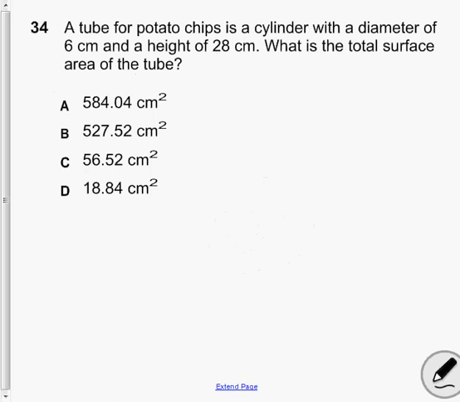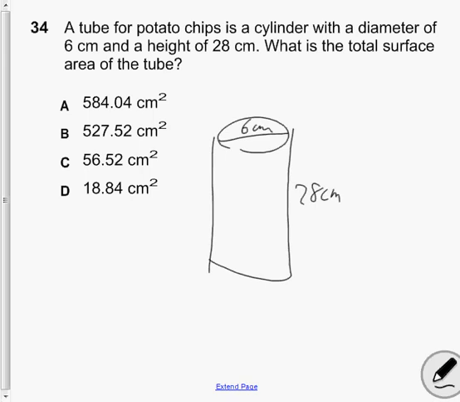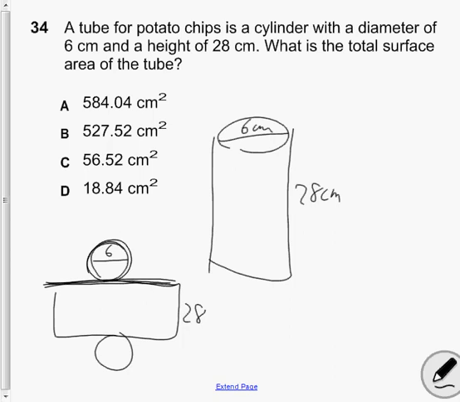Question 34. A tube for potato chips is a cylinder with a diameter of 6 centimeters and a height of 28. So I'm going to just draw that. So it has a diameter of 6 centimeters and a height of 28 centimeters. What is the total surface area of the cylinder? So if I draw my net for this, this would be 6 and this would be 28. This distance here is really the same distance as the circumference of the circle. So circumference is really the same thing as pi d. So this length is going to be pi d, and this 28 is really h. So the area of that whole rectangle can be calculated by taking pi d, which is the circumference, and multiplying it by h.